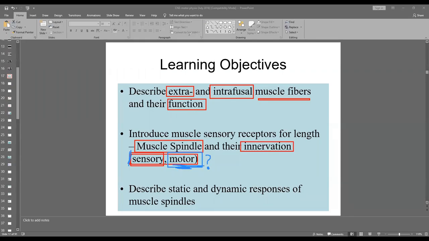Then we hopefully also intend to do the two responses of the muscle spindle, namely static response and dynamic response. These are sensory responses. So you can say the sensory output of muscle spindle is of two types, the static type and the dynamic type. I don't expect you to understand any of this at the moment, but I'm just sensitizing you to what to expect in today's lecture. Okay, right, let's just dive in further.